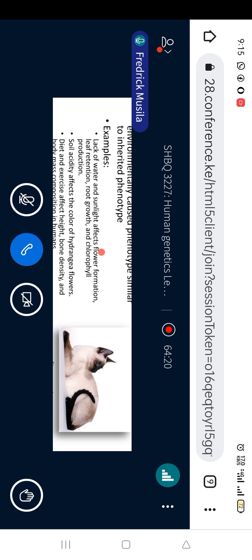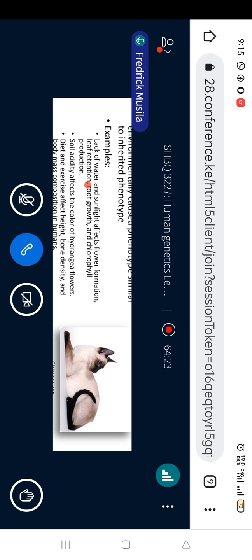I know we are doing human genetics, but we cannot specify all our examples in humans. So, for example, lack of water and sunlight affects flower formation and leaf retention. Lack of enough water will affect plant growth. If you provide enough water and nutrients, you are going to see variation. Even soil acidity affects the color of hydrangea flowers. Temperature affects the color of the fur in Himalayan rabbits and Siamese cats.